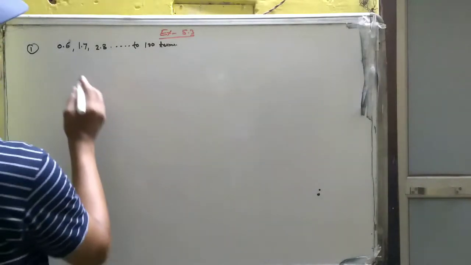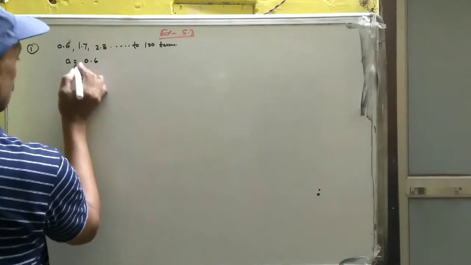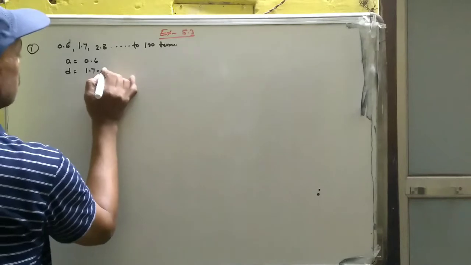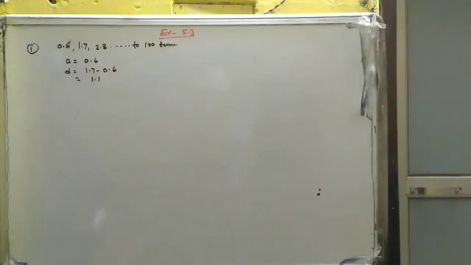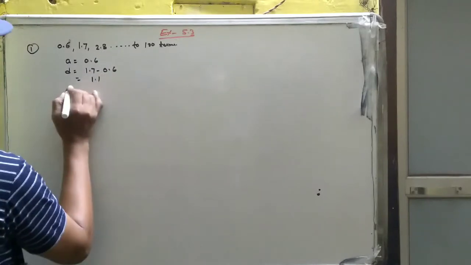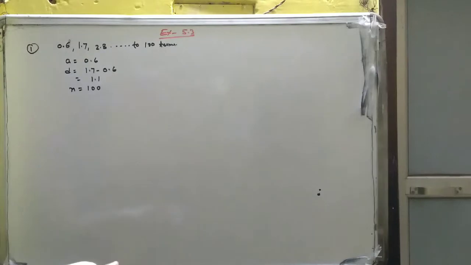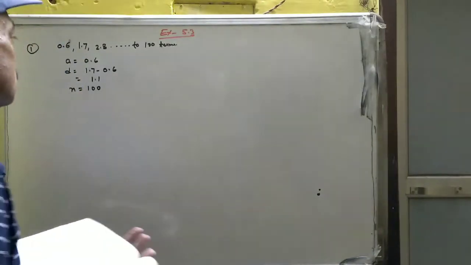At first we will find out A. Just see what is A. A is 0.6. Okay, D is 1.7 minus 0.6, that is 1.1. And N is given equal to 100. So now let us find out the sum of 100 terms.